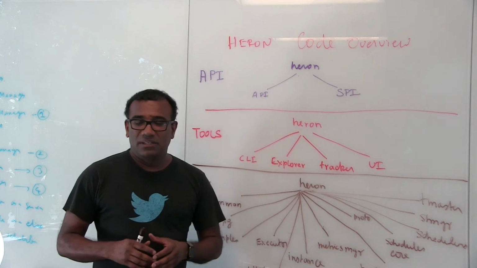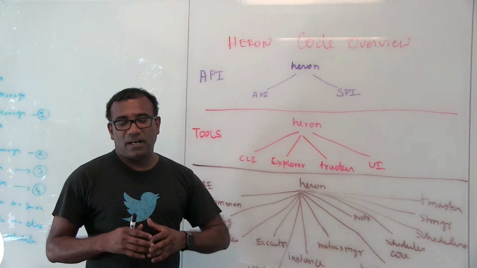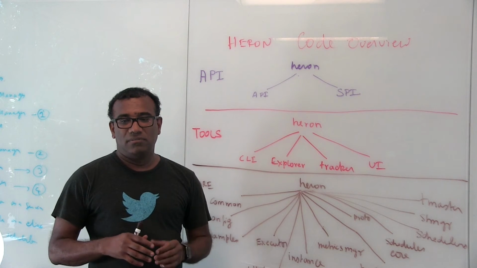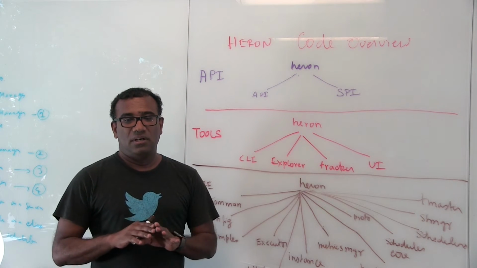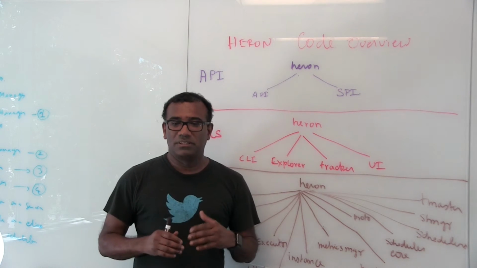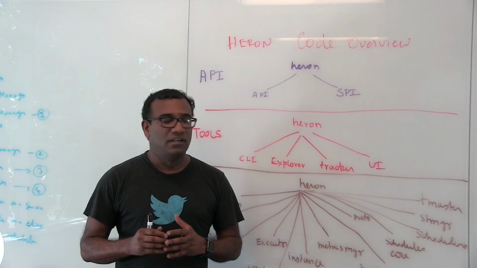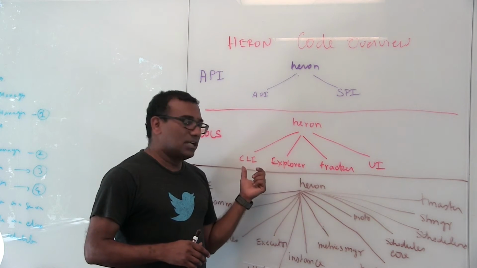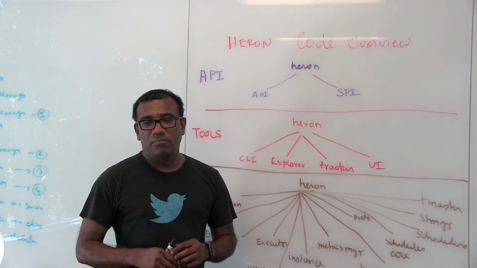The third one is called tracker, and the tracker allows you to tap into the various state managers of Heron when it is running, and get the corresponding list of topologies and the state of those topologies and everything. You can think of tracker as a gateway for both Explorer and the CLI to query information about the topologies.